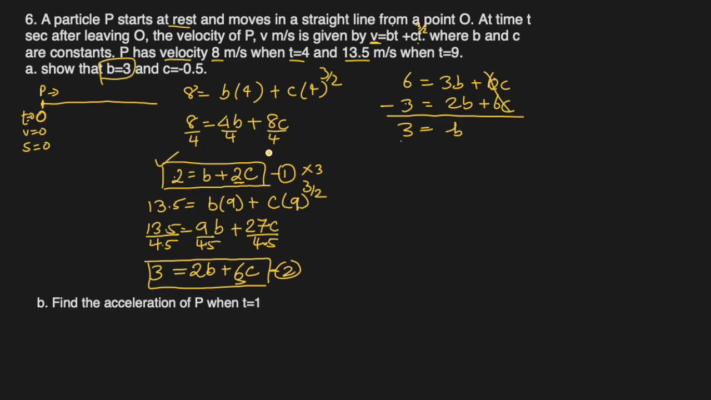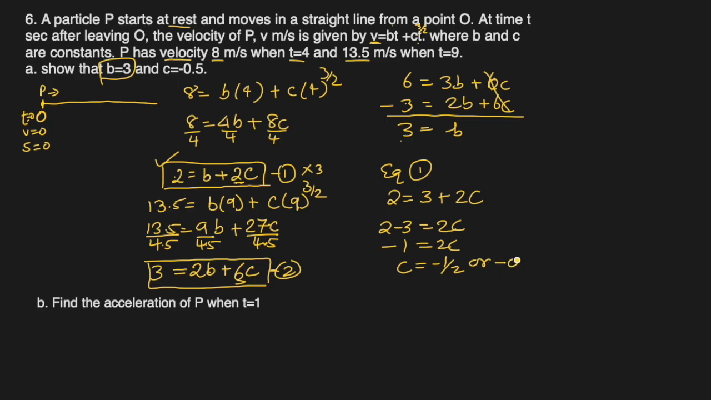And now I can use any one. Let me use this equation to find c. So equation 1. 2 equal to, b is 3 now, so 3 plus 2c. Now 2 minus 3 on the left side, minus 1 equal to 2c. So c becomes negative half or negative 0.5, which they wanted us to show. So done this one also.